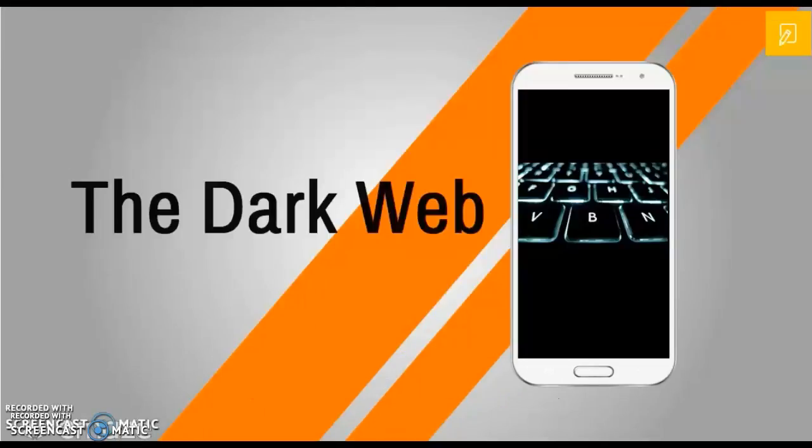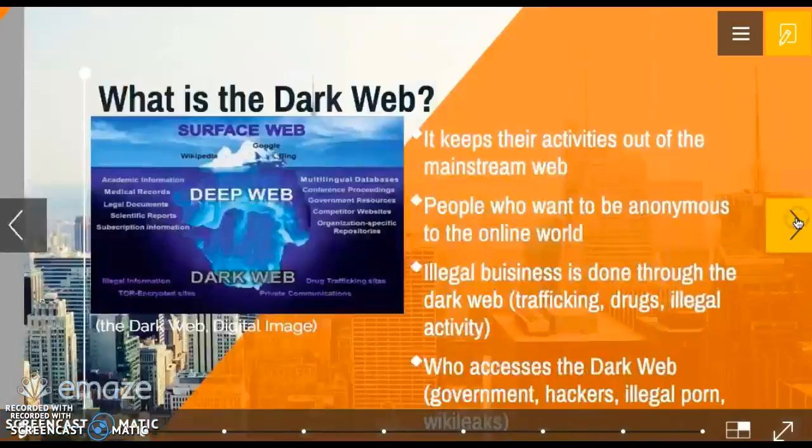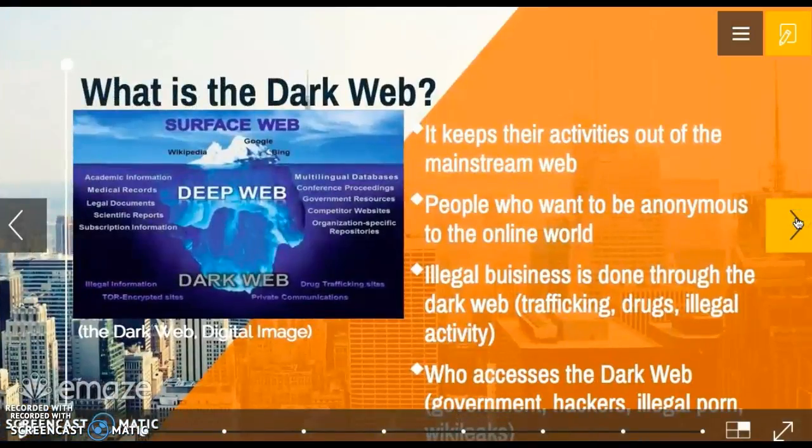The dark web. This is part of the web that is not found through search engines. It requires specific software to access and navigate. So what is the dark web and what does it look like? Well, the dark web keeps activities out of the mainstream web. People who want to be anonymous to the online world access the dark web.